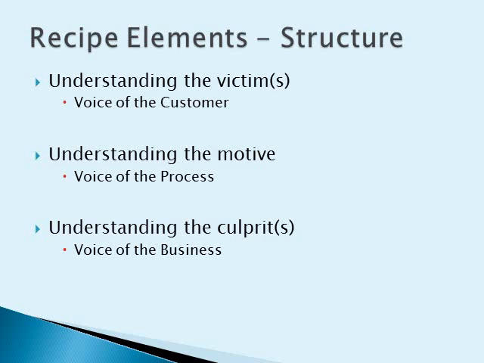Next, let's understand the motive, otherwise known as the voice of the process. So what does the process want to accomplish? Well, the process wants to cook a meal. And they want to cook a meal that will satisfy their customer, so on time, sufficient quantity, and good quality. But they also want to delight their customer, so they want it to be fresh and they want it to be very delicious, or superlative quality.